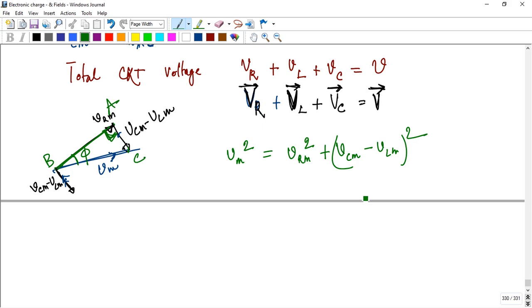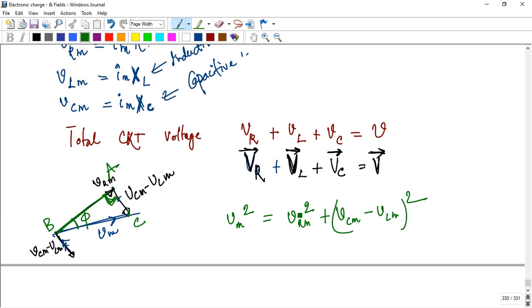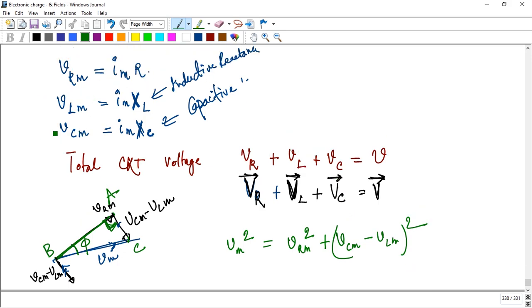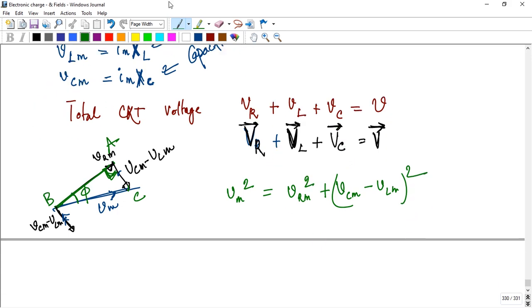Okay. Now we put the data here. VRM, VCM and VLM. From these three expressions, put them here. So we get Im times R whole squared. VCM means Im XC minus Im XL whole squared, that is Vm squared.